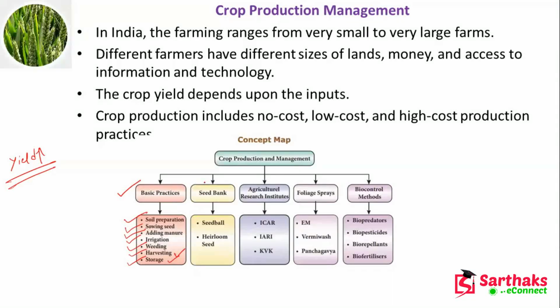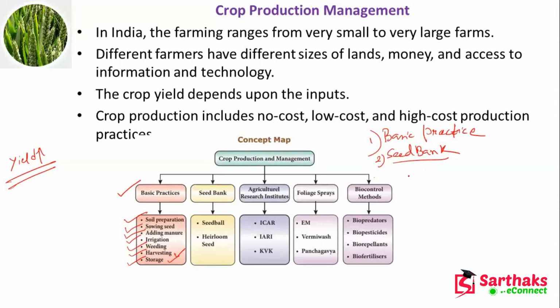Now, the next thing is the seed bank. So the first thing is the basic practice that we are doing at the time of cultivation. Okay. So cultivation is okay. Crop production, now I have produced the crop. Now what I have to do? Because I have produced the crop on a large scale. Then seed bank. This is very important.